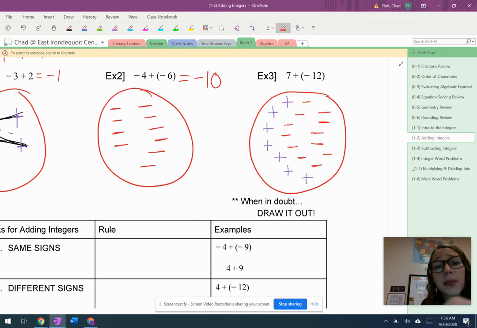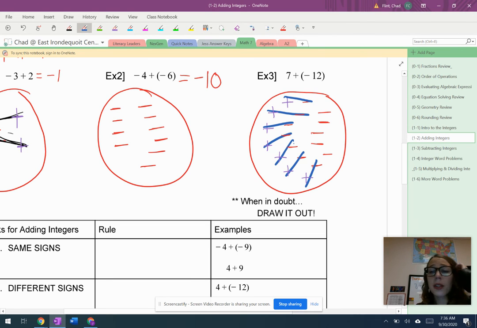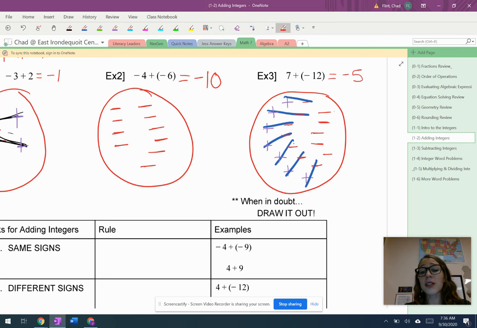And now I do have opposite signs, so I can cancel some of these out. Those cancel, those cancel, those cancel, those cancel. Okay, so I am left with 1, 2, 3, 4, 5 negatives or -5. And again, that makes sense because looking at the numbers we're starting with here, we have 7 positives and 12 negatives. We have more of those negatives, so those negatives are going to cancel all the positives out, leaving us with a negative answer.